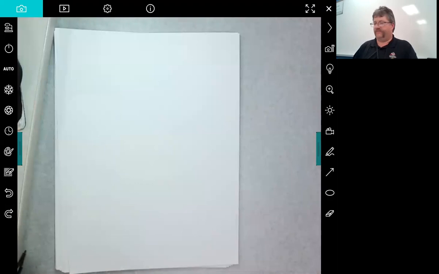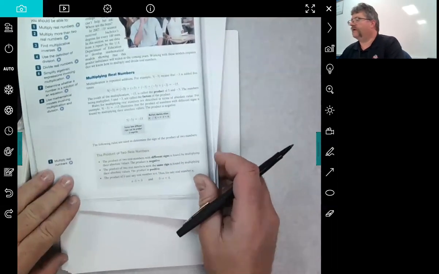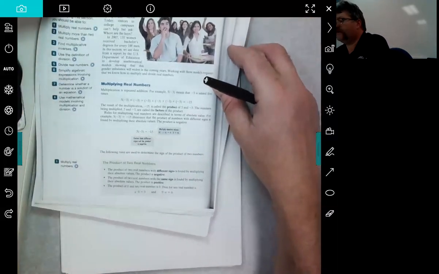As a matter of fact, I don't usually do this, but why not? If I stick my book under here, this is just some textbook that I have used. It goes over the rules here.